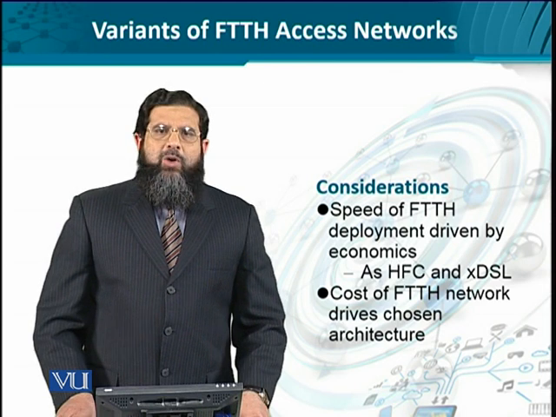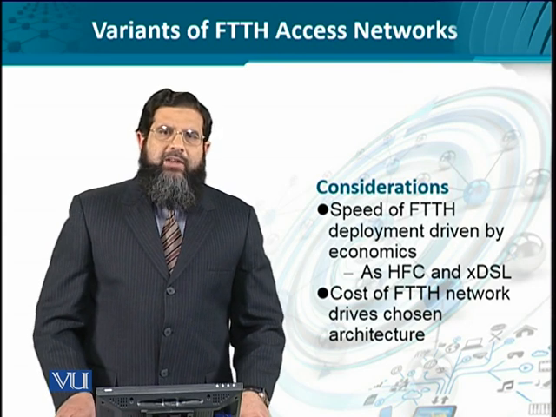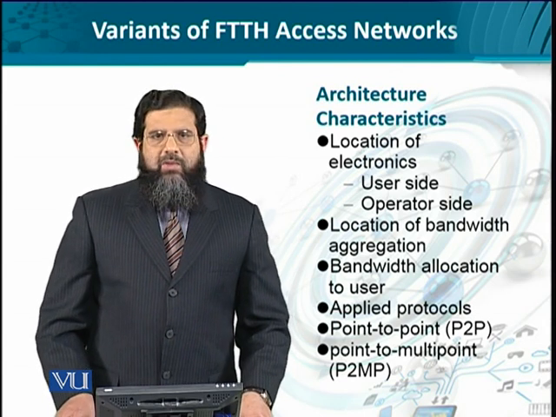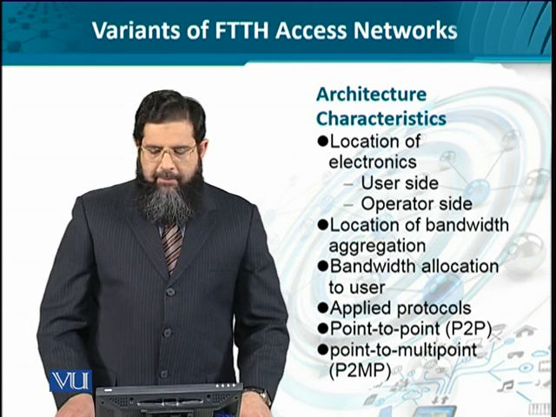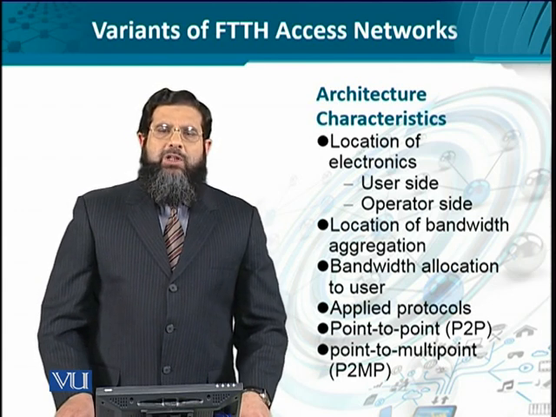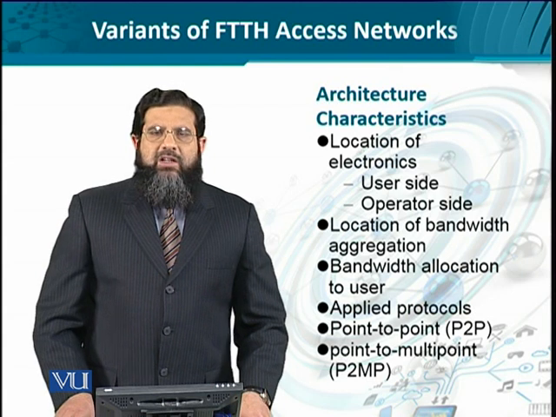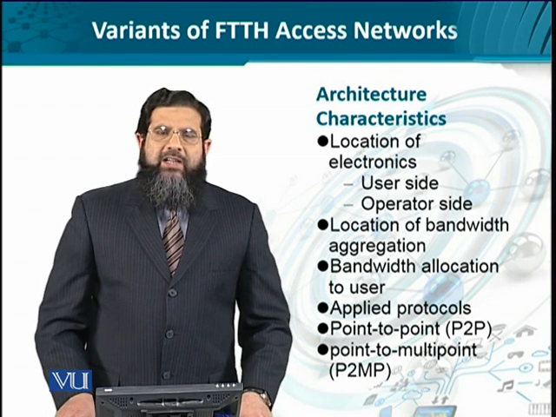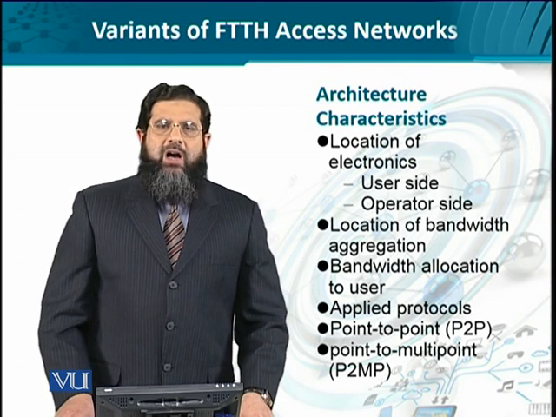Consequently, depending upon the user requirements, the FTTH network architecture and the corresponding distribution network is determined by certain characteristics. Let's look at them. The architectural characteristics include, first of all, the location of the electronics, which would be used both at the central office and at the user premises. Since the traffic from the users would be aggregated, how the bandwidth is aggregated at the central office, and what is the electronics involved in it, is also an important architectural consideration.